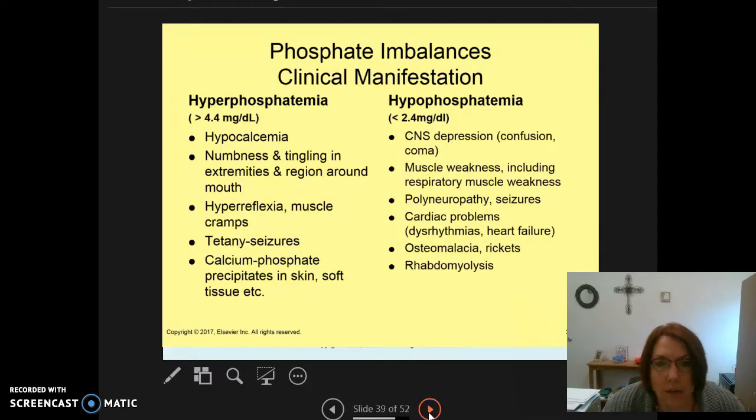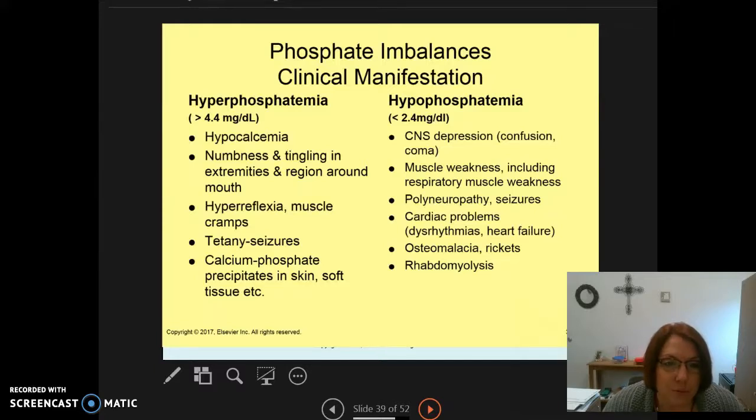Going along, the one thing you need to recognize about calcium is it's inverse of phosphate. Okay, so usually when your calcium is low, your phosphate is high. Okay, so this is going to show itself right here when we talk about the clinical manifestations of hyperphosphatemia, which is greater than 4.4 milligrams per dL, versus hypophosphatemia, which is less than 2.4 milligrams per dL. So with hyperphosphatemia, you're going to see symptoms of hypocalcemia. So go back to your symptoms of what we just discussed.